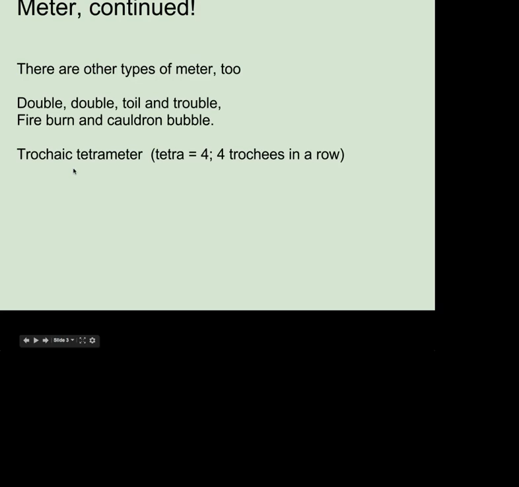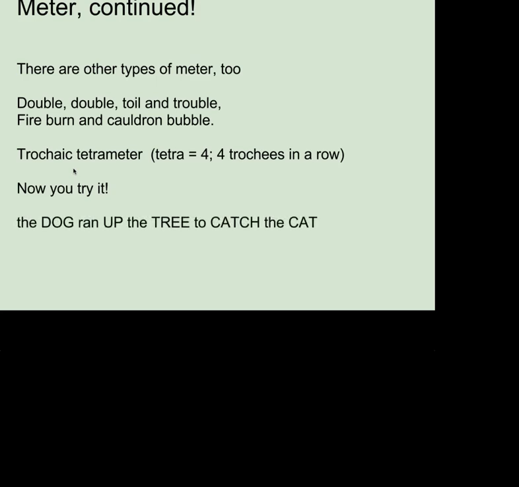Now, don't worry about learning this because I'm not going to expect you to know this, but I just wanted you to see that there are different types of meter that writers can use. So again, the main one that we'll be discussing in class is iambic pentameter. And I want you, for this week, on the worksheet, to come up with a couple of lines of original iambic pentameter. Here's another example. The dog ran up the tree to catch the cat.